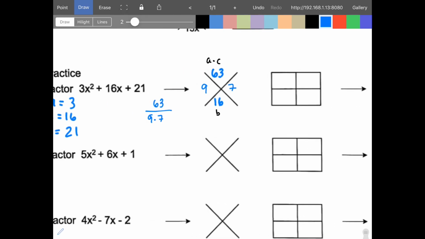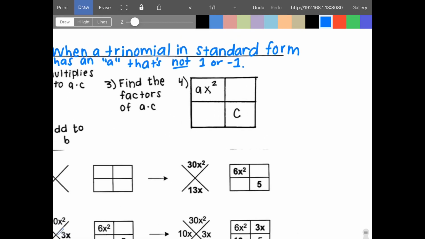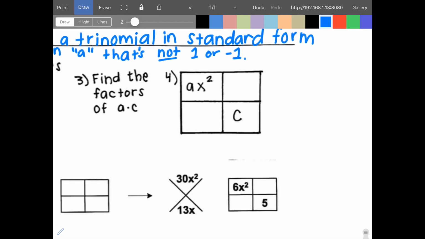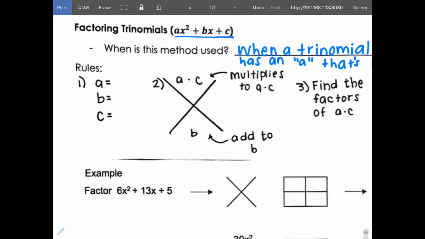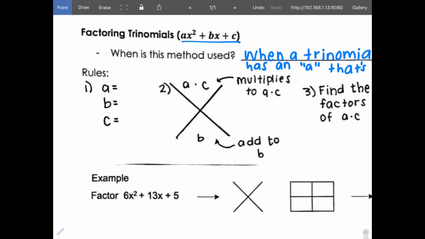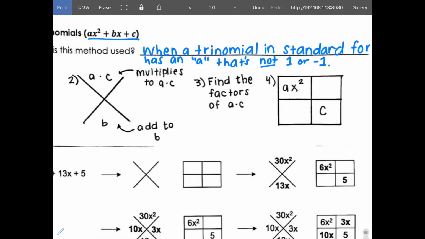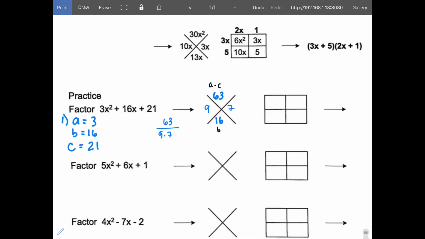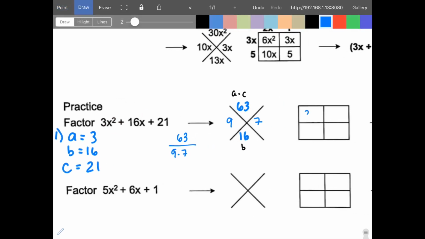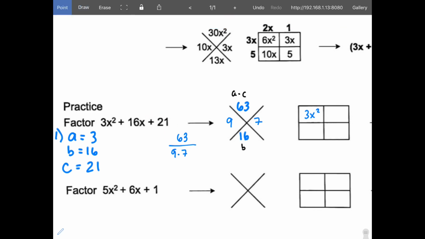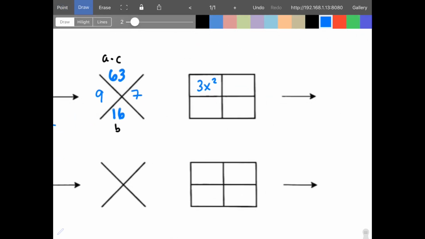From this point, we go to our fourth step, and notice what is in this box, and this box stays the same. What number is in this box? This is your ax squared term, your first term. The one down here is your c. So our ax squared term is 3x squared, I'm going to write that right here, and my c term is 21, so I'm going to write that down here.